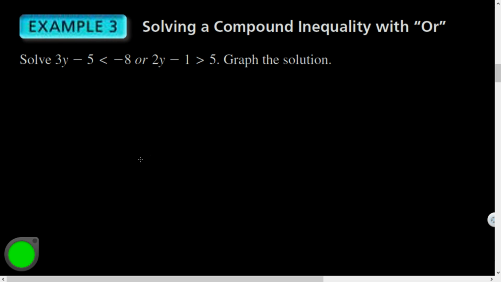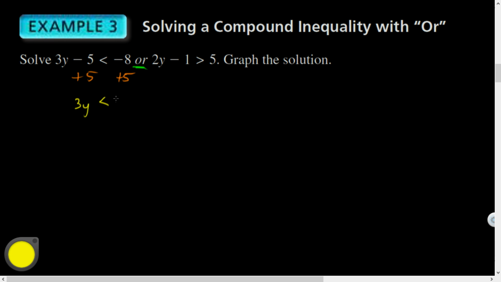Okay. Now, the OR ones are even easier. You just solve this one, and then you solve that one, and then you graph them together. All right. So watch this. I'm gonna cruise through this one, because you guys know how to do this. Add 5. Ready? So this is example 3. Write it down if you can.